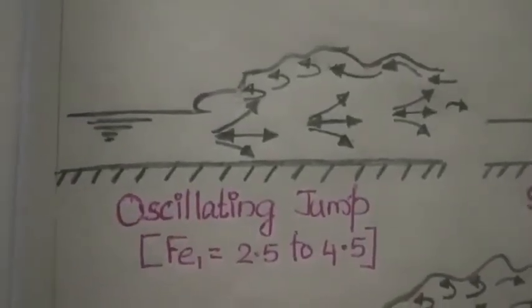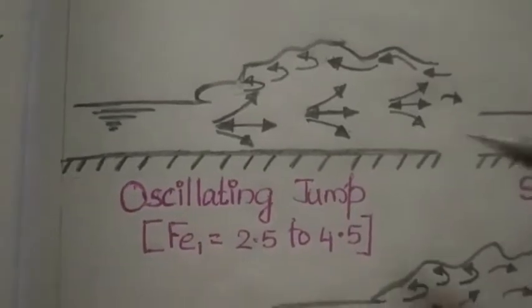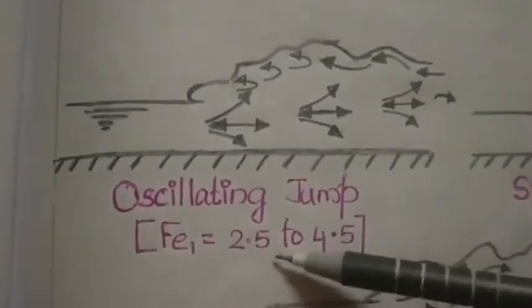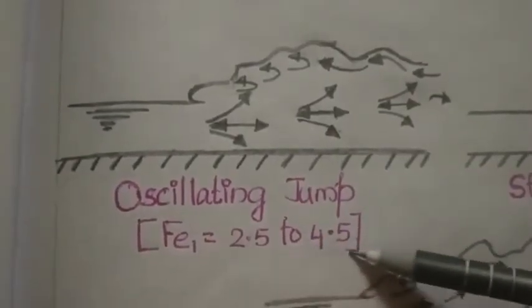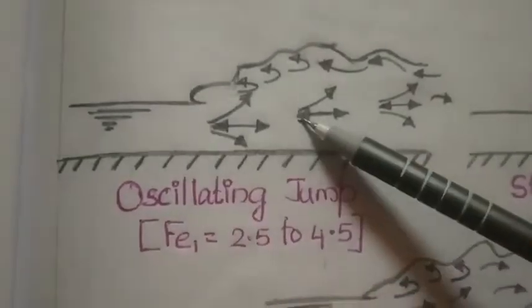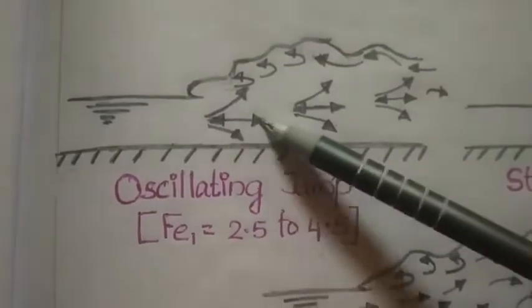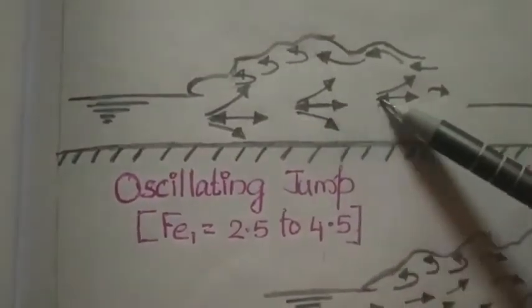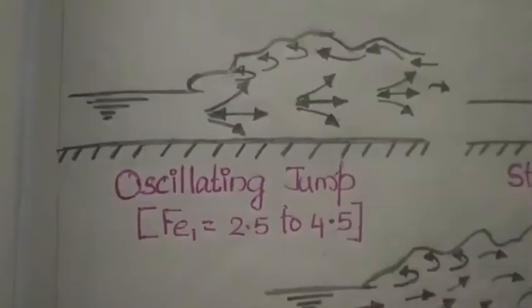So this is the figure of oscillating jump. Fe equals 2.5 to 4.5. So the entering jet of water oscillates back and forth from the bottom to the surface.